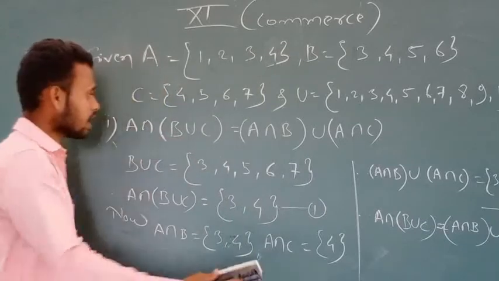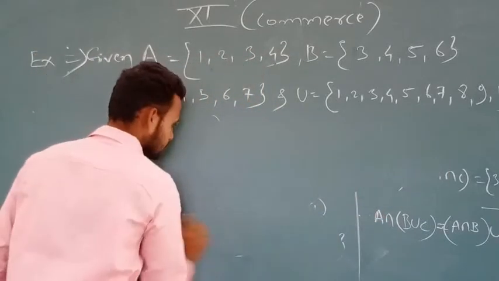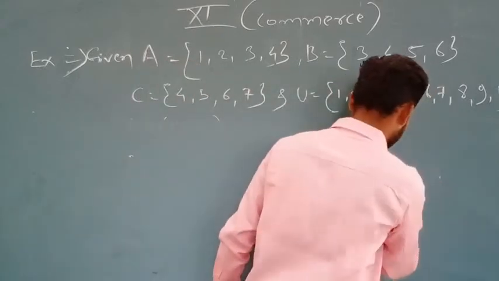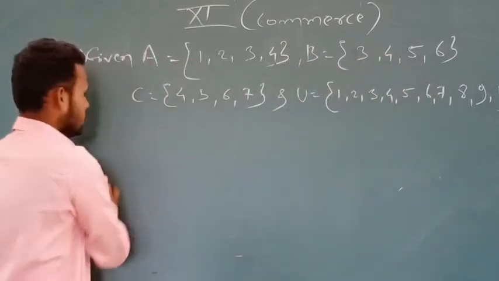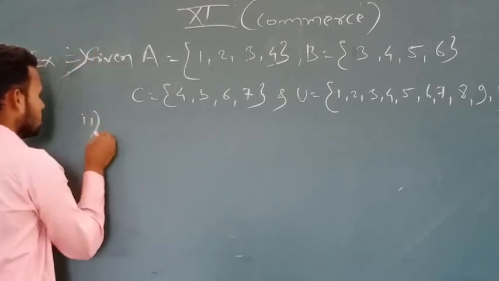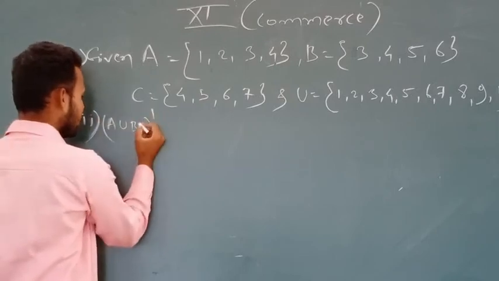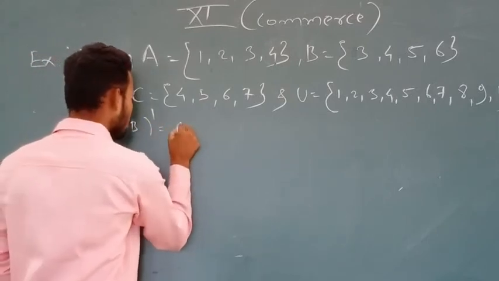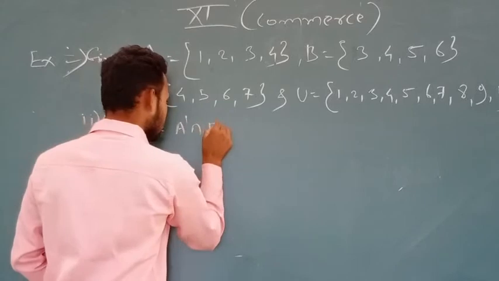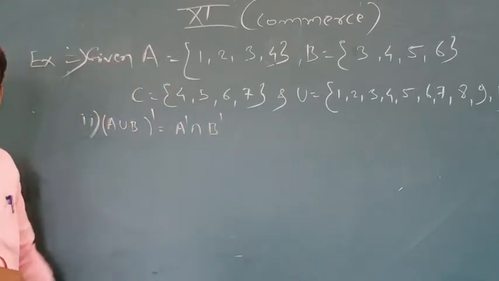Now take the second property. What was our second property? Second: A union with B, its complement, is equal to A complement intersection with B complement. A complement intersection with B complement, this we had to show.